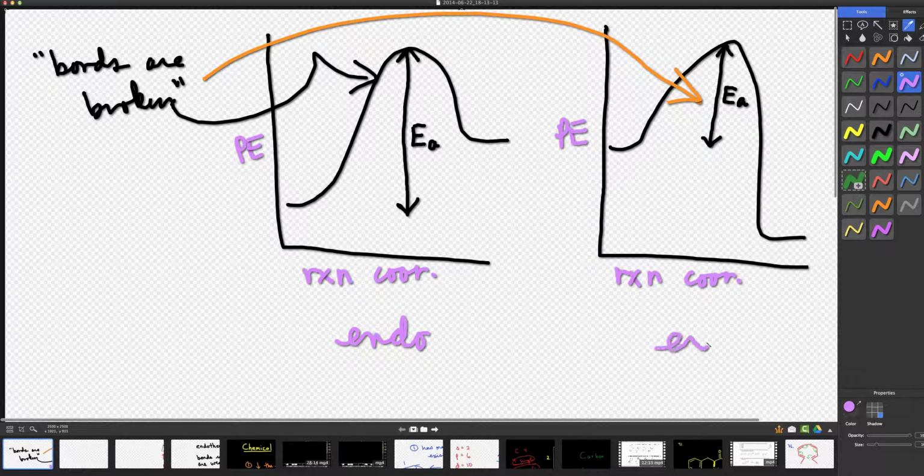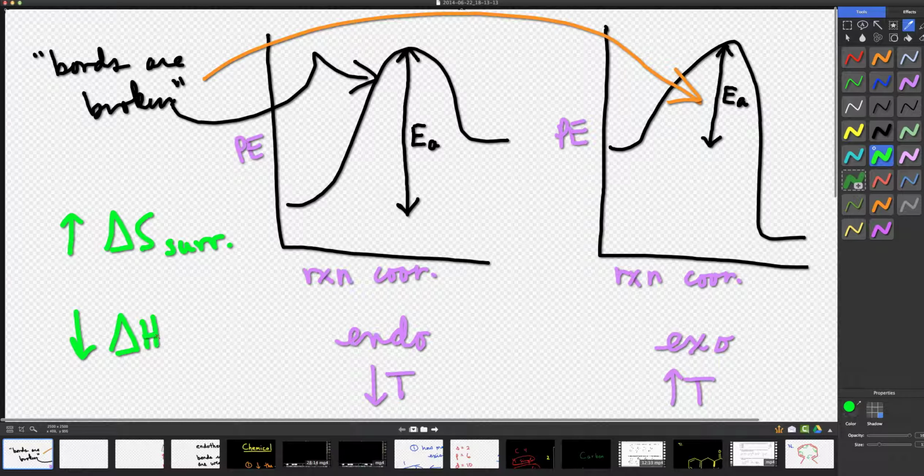Endothermic, exothermic. Temperature will increase because we're measuring the surroundings. Temperature will decrease because we're measuring the surroundings. The driving force in making bonds is to lower the energy of the system such that I release energy to increase the entropy of the surroundings. The reason we make bonds is to ultimately increase the delta S of the surroundings. We do this by decreasing the delta H of the system.